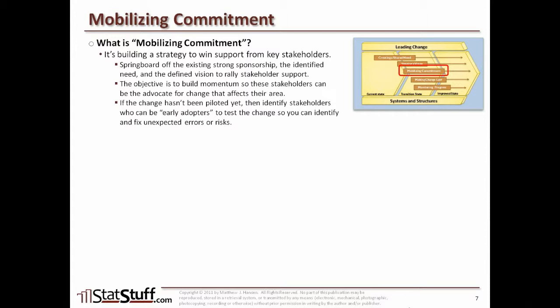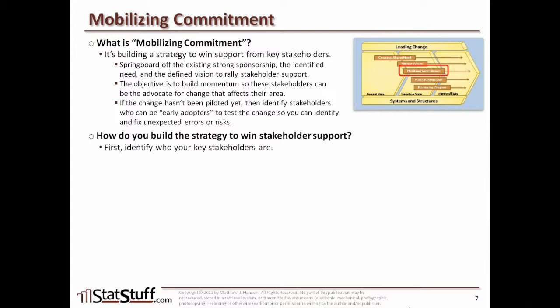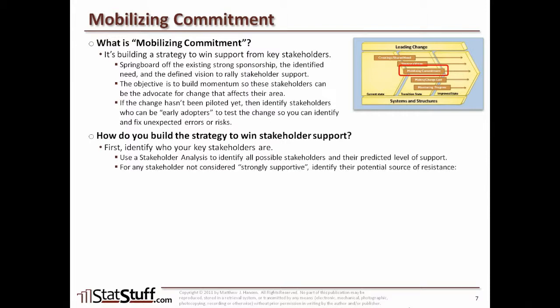so that they can test the change itself, and you can identify and fix any unexpected errors or risks before you begin rolling out to other areas. So how do you build the strategy for winning stakeholder support? Well, first you identify who your key stakeholders are. You could use a stakeholder analysis to identify all the possible stakeholders and predict the level of support they're giving you. And for any stakeholders not considered to be strongly supportive, identify their potential source of resistance.